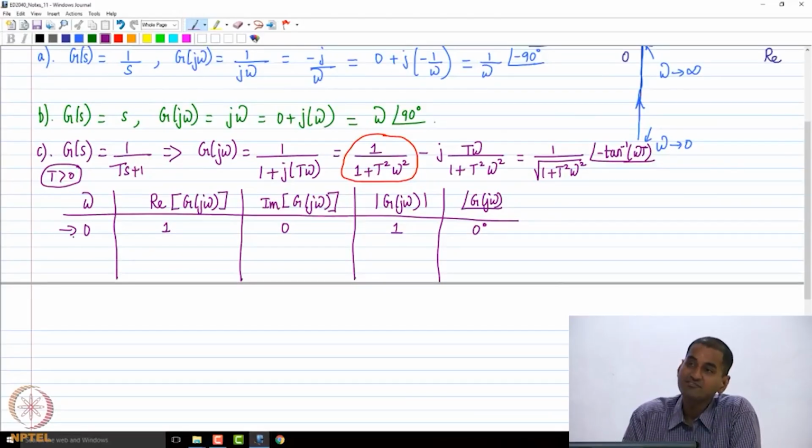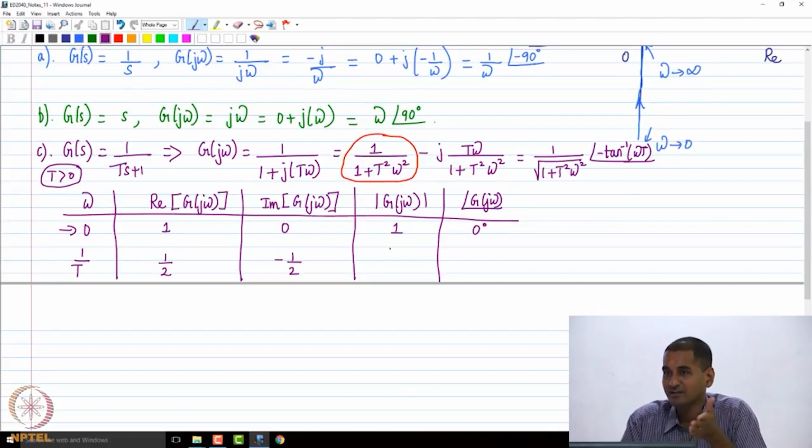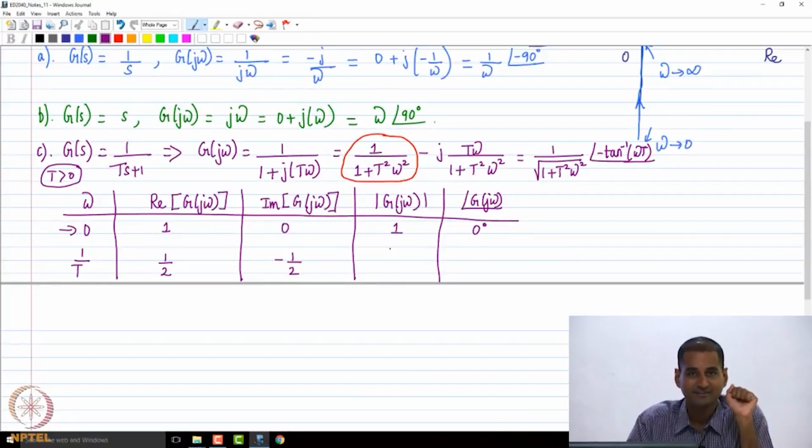Now, having drawn the Bode diagram, can you think of any other critical frequency for first order factors? It is the corner frequency, right, 1 by capital T. What happens to the real part and the imaginary part at 1 by capital T? You see that the real part becomes 1 by 2, the imaginary part becomes minus 1 by 2. Of course, I am not writing j. If you are very particular, you can write minus j by 2, but I am just writing the component. It is understood that we have the j.